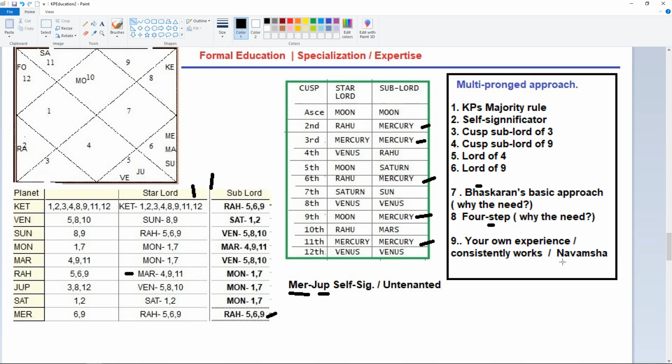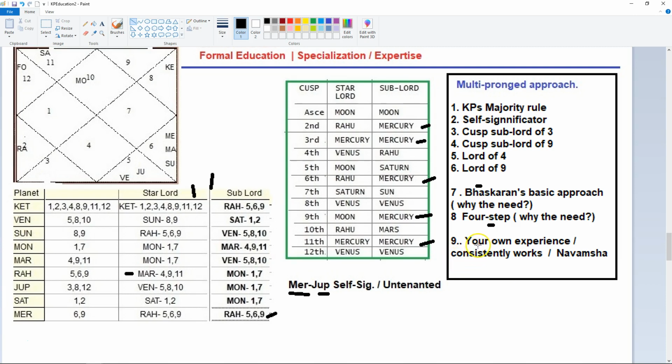But sometimes you have your own very personal finding that you don't want to make public, for whatever reason. Or sometimes you are not sure, so you say, I will not make it public unless I become very sure about it. So these points, like 8, 9, 10, 11, whatever, all belong to your own finding, your own research, and that comes by looking at charts and gaining some experience. So all these steps become a part of the multi-pronged approach.